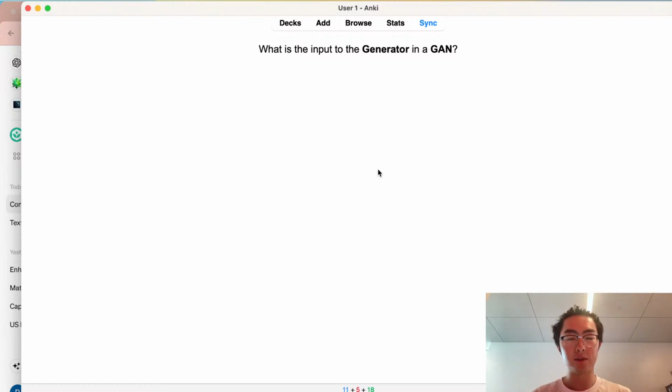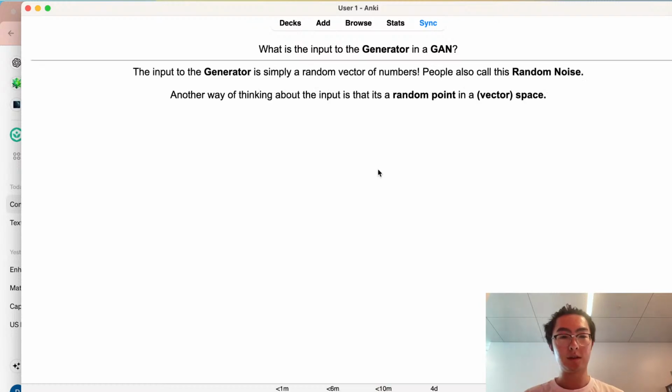What is the input to the generator in a GAN? The input is just random noise. It could be a vector of randomness, and the generator will use that vector to try to reproduce some type of image. The way I'm thinking about the input is that it's a random point in a vector space.